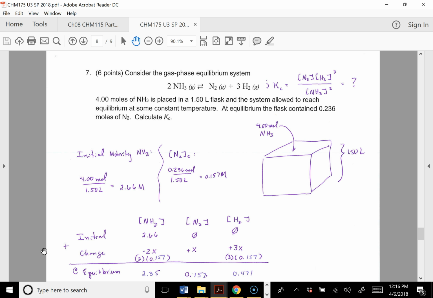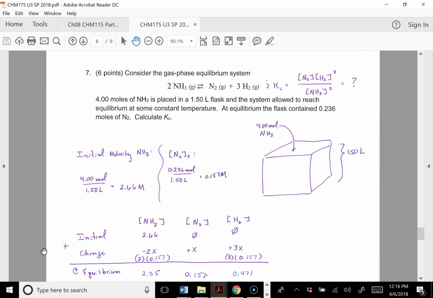If you hurry, which I did, where it says 0.236, it's not moles per liter, it's 0.236 moles of one of the products. It says you're going to start out with 4 moles of NH3. That's it. 4 moles of reactant, nothing else, in a container that has a volume of 1.50 liters. The good thing about that is if you only have the reactants, you know it's going to form products.